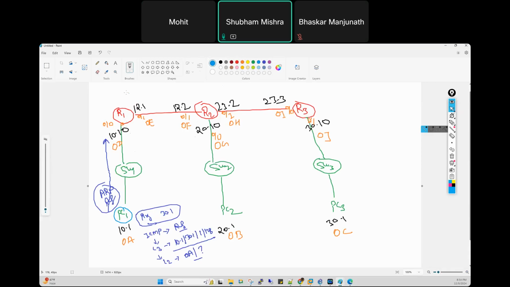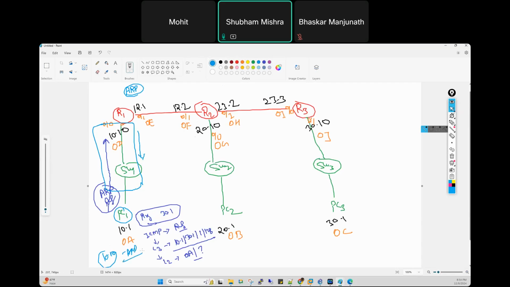What will R1 do, guys? The router also generates the ARP packet. For example, here between R1 and PC, ARP is resolved. We are not discussing how ARP is resolved because we already discussed it. So R1 also generates the ARP reply here. Now PC1 knows the MAC address of 10.10 and maintains this entry in the ARP table.